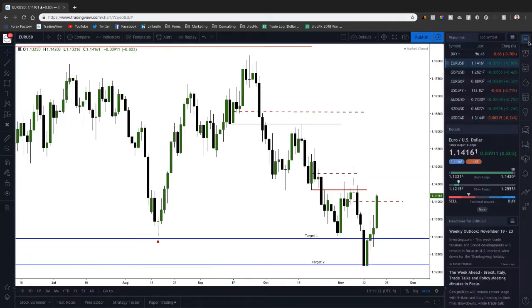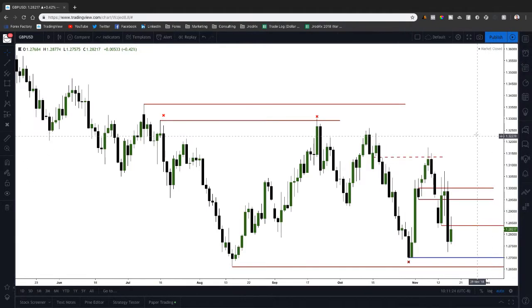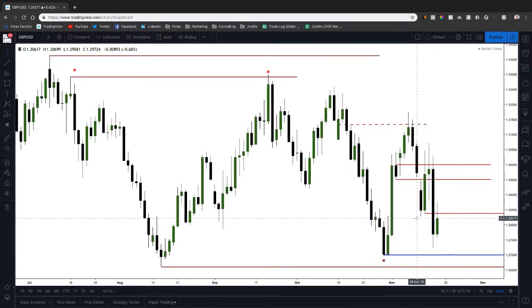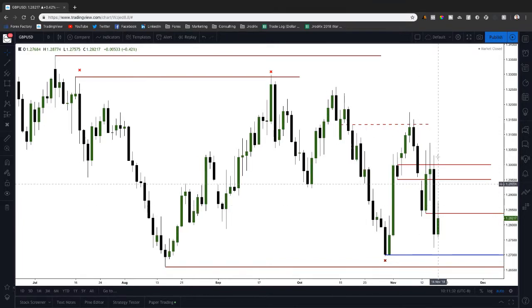Okay? So let's take a look at GBP USD now. This one has a little bit more room to go on the downside, in my opinion. Initially, on Monday, we opened up and traded right down into our target here, which was an ICT daily bullish order block.